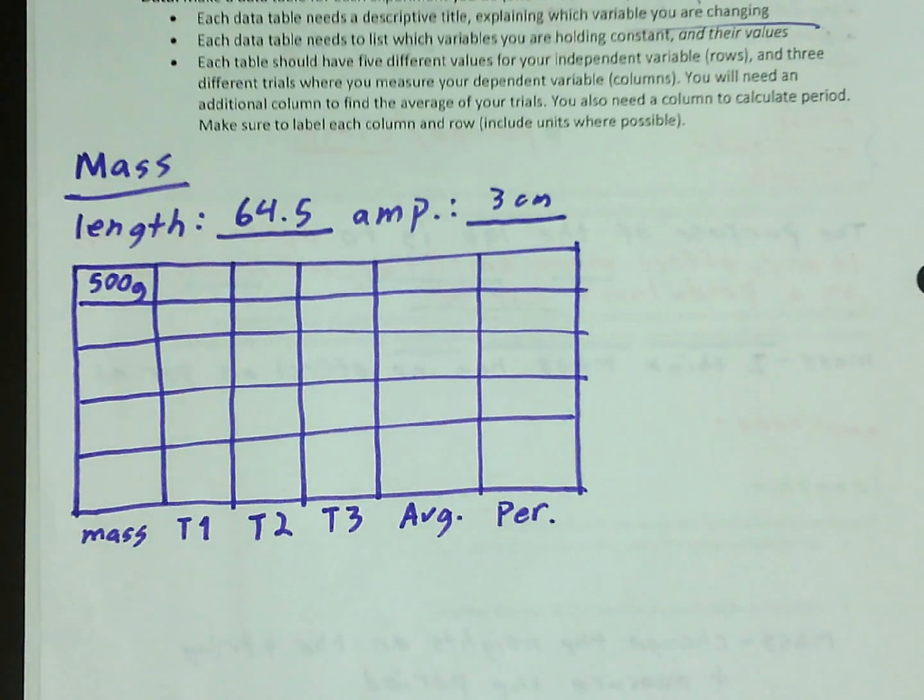For the amplitude, you'll put your amplitudes in this first column, and the rest of the columns will stay the same. So what I want you to do is go ahead and make your other 2 data tables. I will come and look at them to make sure you're doing okay, but I want you to make your other 2 data tables so that you have everything set and ready to go.